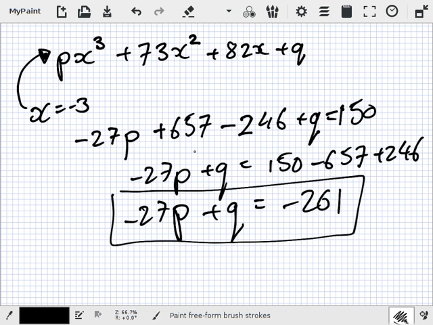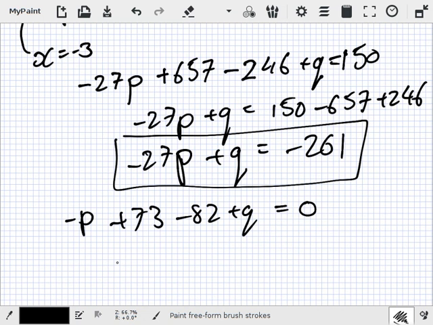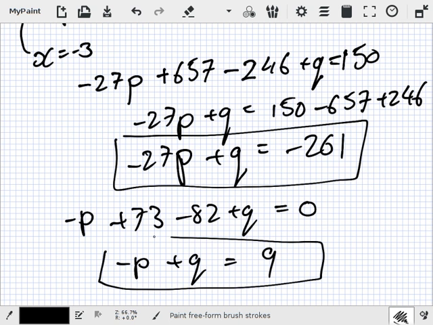Now my second equation I have to put in is minus 1. So that's minus p plus 73 minus 82 plus q equals 0. Alright, so that's minus p plus q is 82 minus 73, which is 9, isn't it? Right, what's the best way to solve these two? I should just subtract them, shouldn't I?